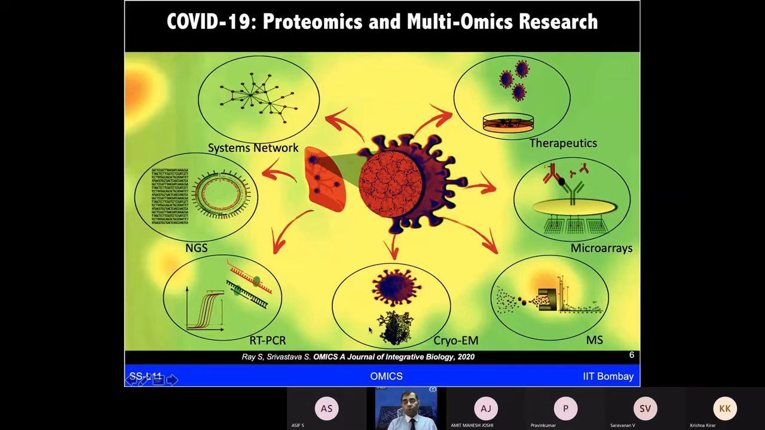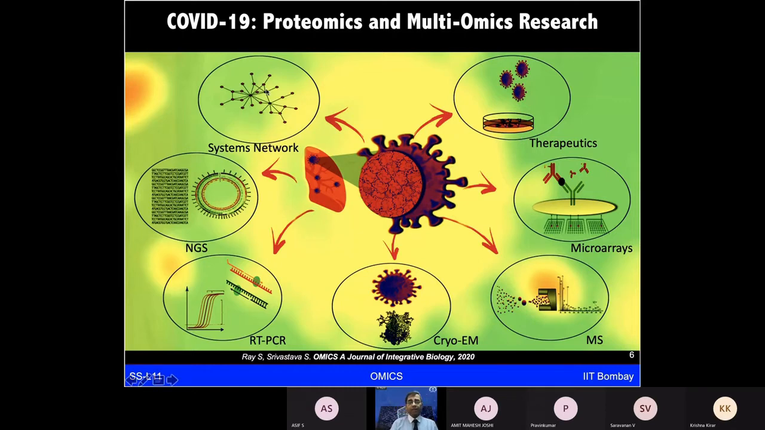Of course, then cryo-electron microscopic structures were revealed, which told how many proteins this virus has and what the structure of these is. Then mass spectrometry-based analysis gave a lot of ideas on which peptides and proteins to target. Microarray-based approaches have been used to look for the best epitopes which can be utilized to develop IgG and IgM assays. And of course, various therapeutic assays are being used to investigate this virus and look for possibilities of drug repurposing. And of course, vaccine research is happening.